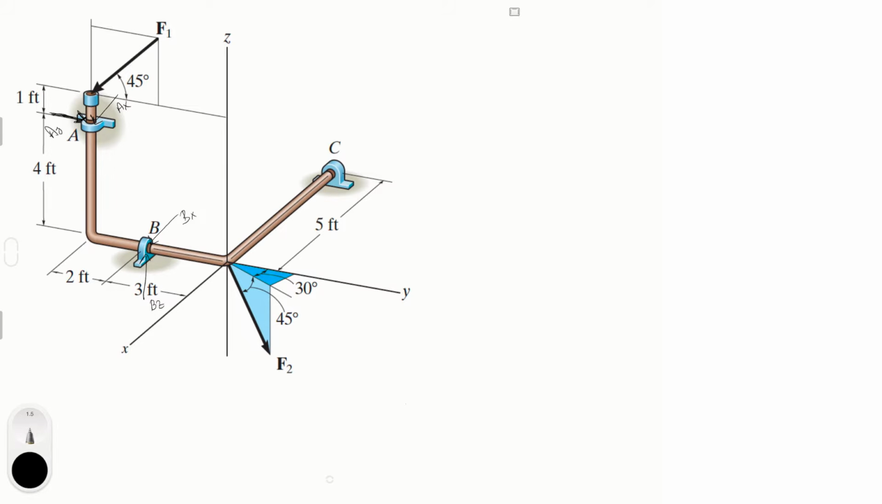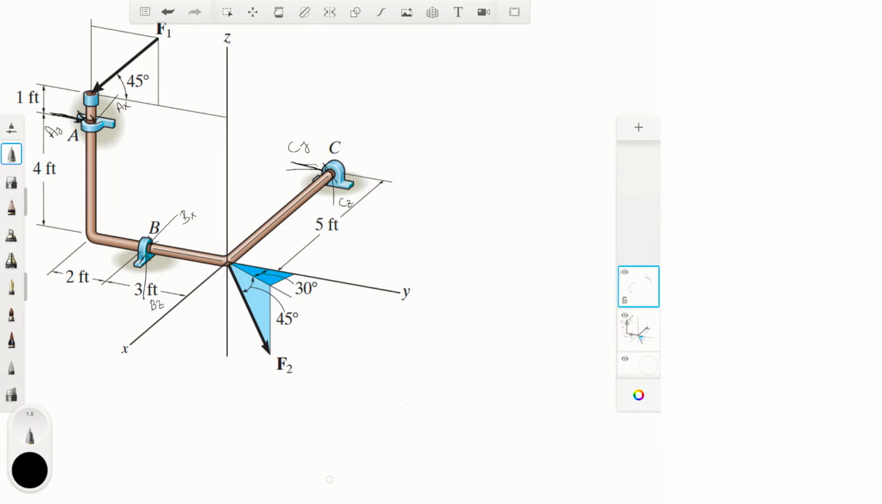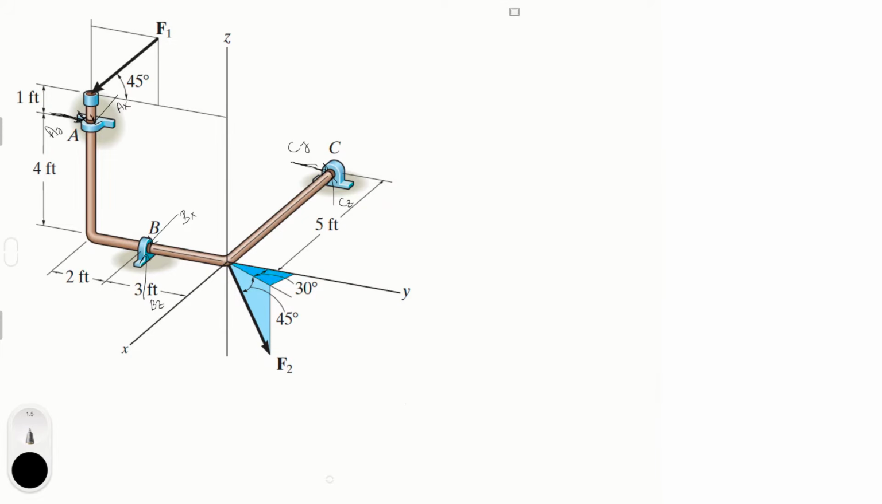And for C, we have CZ and CY. Oops, CY, going more along the Y-axis. Clean that up a little bit. Perfect. Now, yep, that's pretty much it, because there's nothing about moments in this problem. So that being said, let's find the sum of the forces along the X, the Y, and the Z.